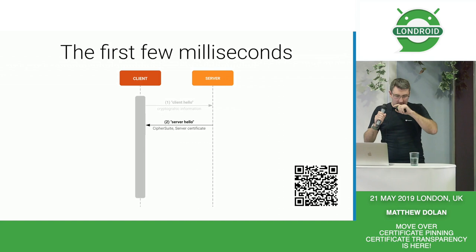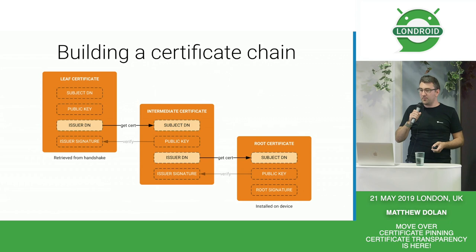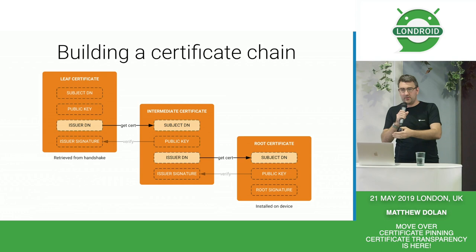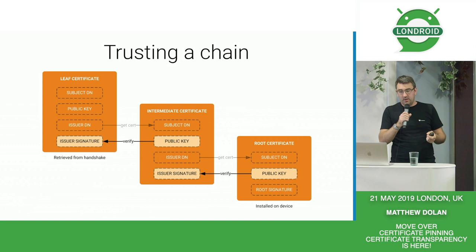Now, it's actually up to the client at this point to verify that the certificate is legitimate. And in doing so, it attempts to build a certificate chain. Usually this works by taking the leaf certificate, which is what the server provided us, and using the issuer distinguished name, it finds the intermediate certificate and the root certificate. And the root certificate is something that would be installed onto the user's device. Now, to ensure trust, it uses the public keys within those certificates to verify the signatures within the child certificates. And that's what gives that trust.